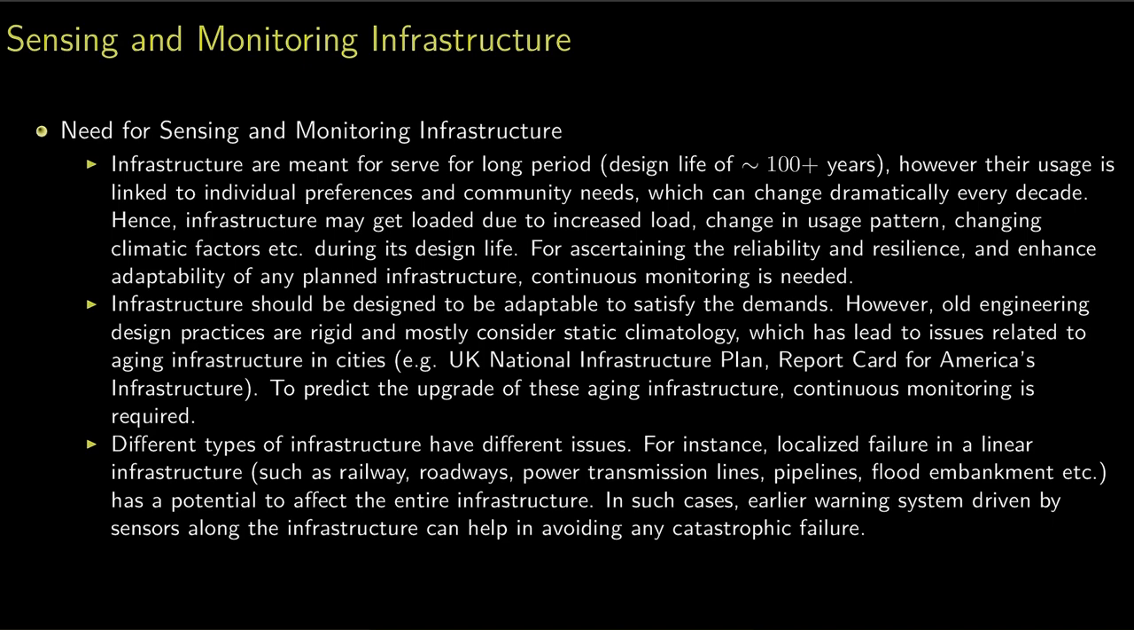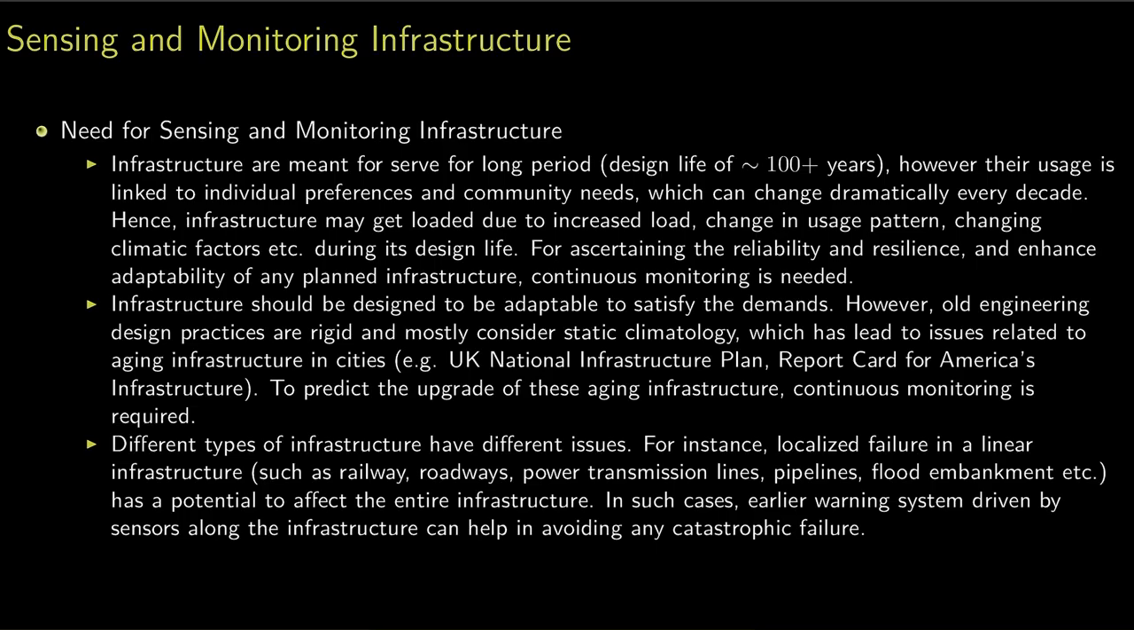Infrastructure should be designed to be adaptable to satisfy the demands. However, old engineering design practices are rigid and mostly consider static climatology, which has led to issues related to aging infrastructure in cities. For example, UK National Infrastructure Plan, report card for America's infrastructure. To predict the upgrade of these aging infrastructure, continuous monitoring is required.